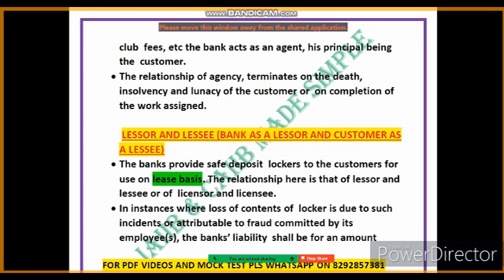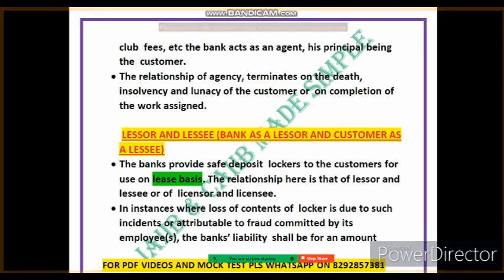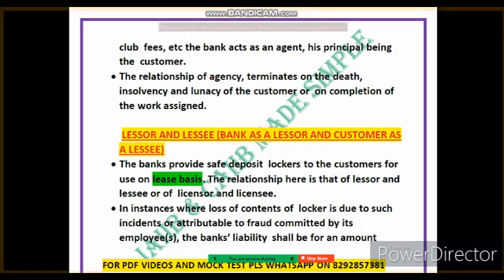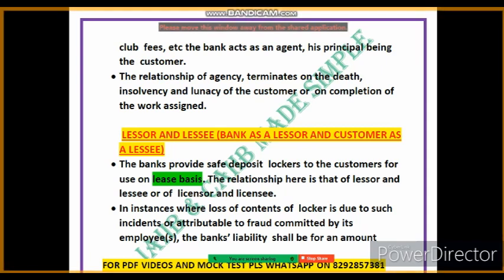Now let's move to the next slide and see what has been explained there. We have discussed this agent principal relationship: in certain services provided by the bank, such as remittance, collection of bills, insurance, the bank is like an agent. Now let's discuss lessor and lessee. In that case, the bank acts like a lessor and the customer as a lessee. So let's discuss this point.